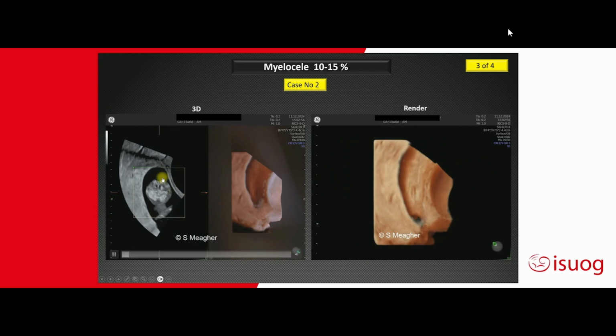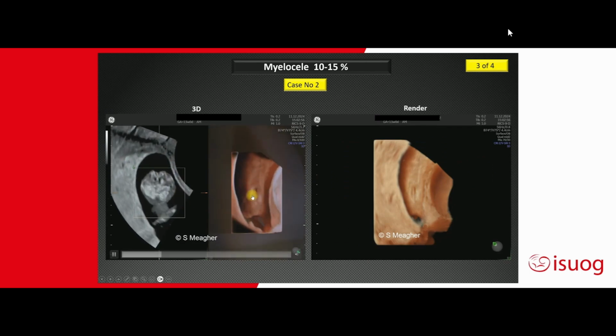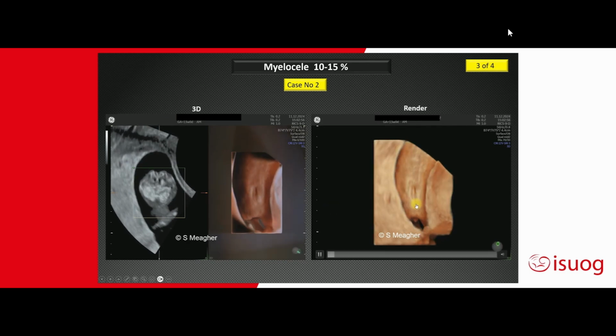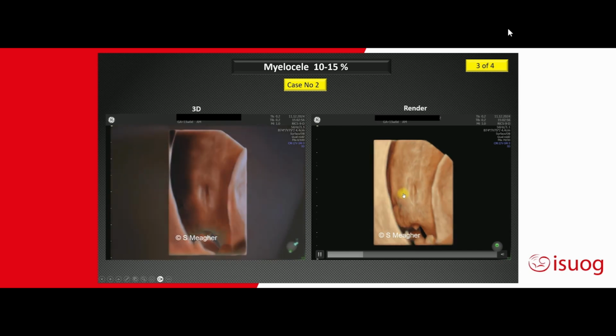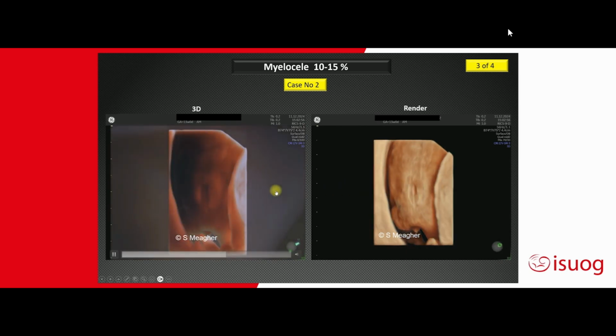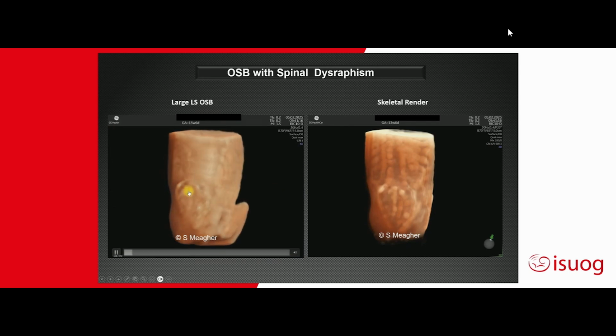When you move on to a surface rendered image here in the same fetus, you can see the myelocele, the exposure of the neural elements. But this really requires the experienced eyes to detect these. They can be extremely challenging. If you are ever left in a position where you are uncertain about the diagnosis, then bring the patient back until you can make a certain diagnosis.